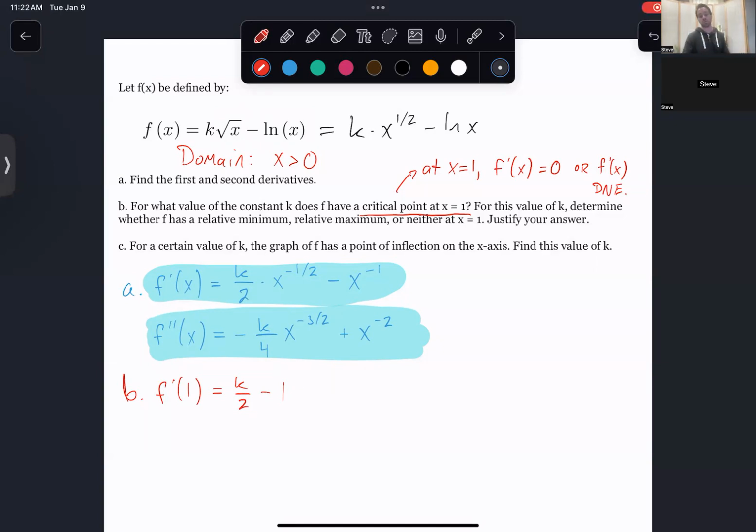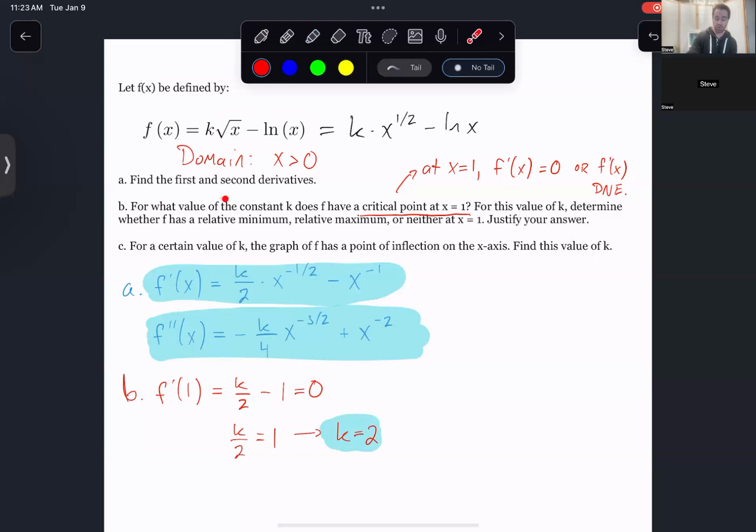Now, examine whether it's possible for this to fail to exist, or whether we have to set the derivative equal to 0. Obviously, this is going to exist because plugging in 1 does not cause any problems with the negative powers. So the only way for this to be a critical point is if this is equal to 0. We don't have to cover the case where it doesn't exist. This is a simple equation. K over 2 is now equal to 1. And then k is equal to 2. So this is part 1 of that answer.